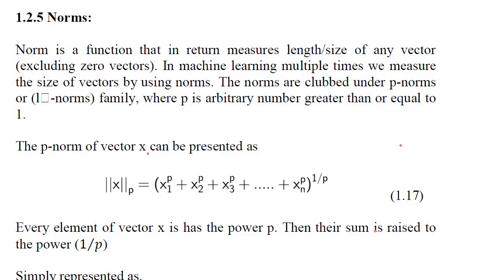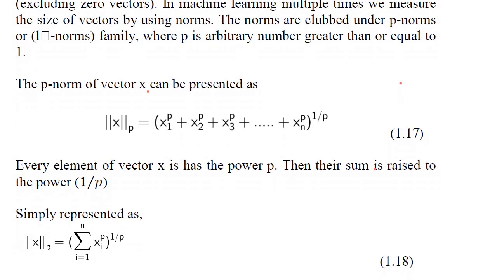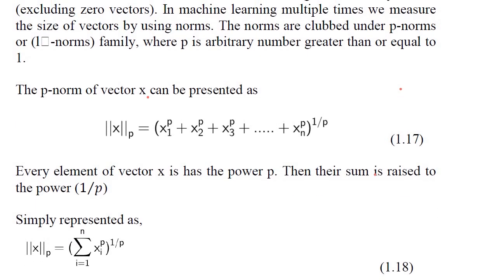So many a times norms are clubbed under P norms family, where P is any number which is greater than or equal to 1. Okay, so P norms का formula कैसे लिखा जाता है? It is written like this. This two lines and P you see, मतलब it is a denotion of norm. So it is x1 raised to P plus x2 raised to P goes on till xn raised to P. The entire thing is taken to the power of 1 upon P. Okay. So every element of vector x has the power p. Then you take their sum, which is raised to the power 1 upon p.